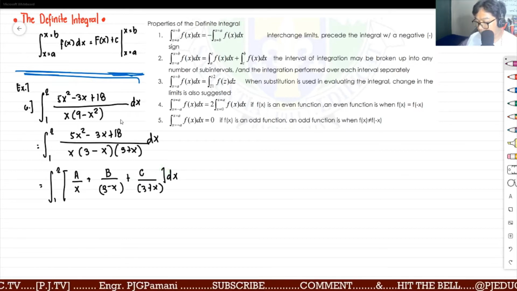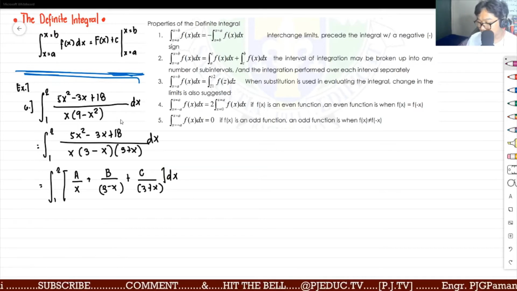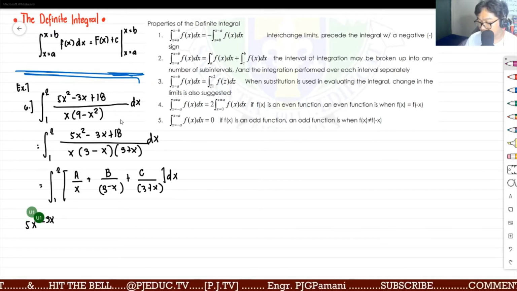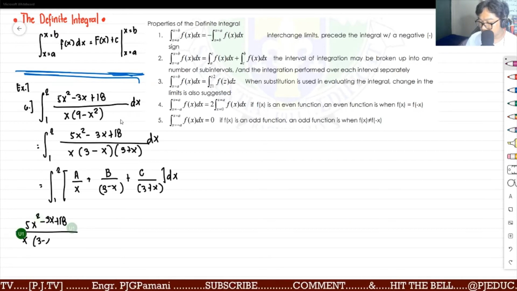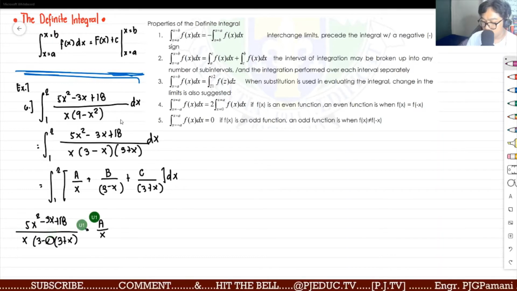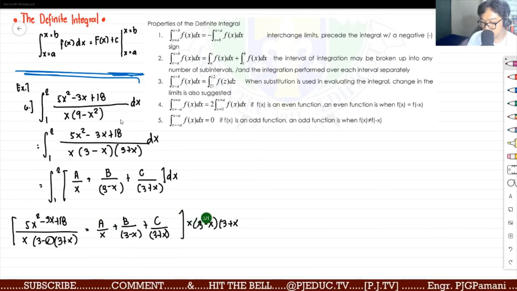Okay, multiply both sides with x times 3 minus x times 3 plus x. Using the LCD, we get 5x squared minus 3x plus 18 over x times 3 minus x times 3 plus x, equal now to a over x plus b over 3 minus x plus c over 3 plus x.